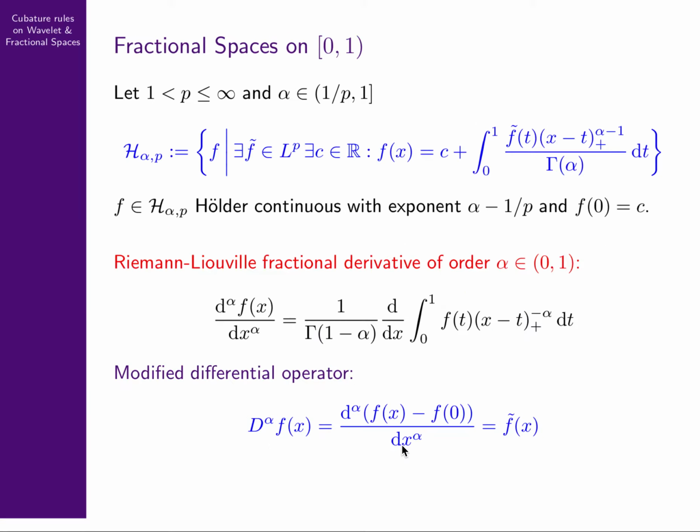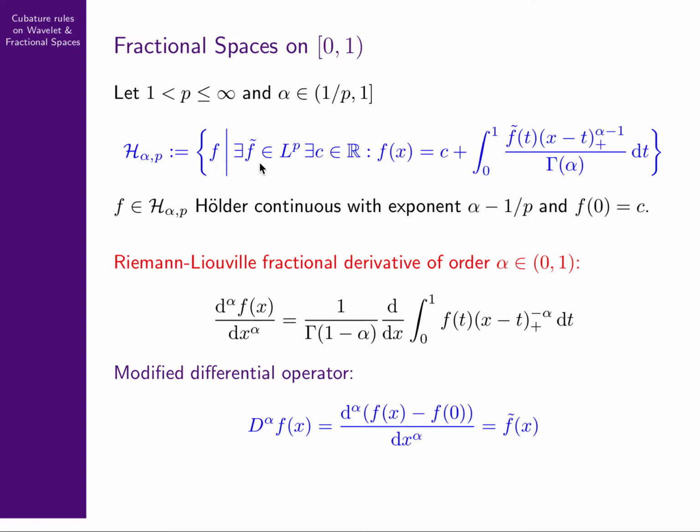Okay, so now let's turn from Haar wavelet spaces to fractional spaces. Again, we start by looking first at the univariate situation. So we study first fractional spaces on the unit interval. We have a look at parameters p between 1 and infinity, and smoothness parameters alpha between 1 over p and 1. Now the corresponding fractional space, H alpha p, is defined in the following way.